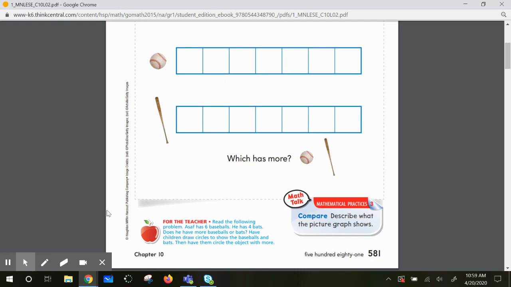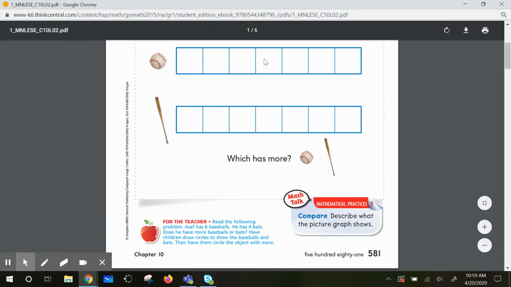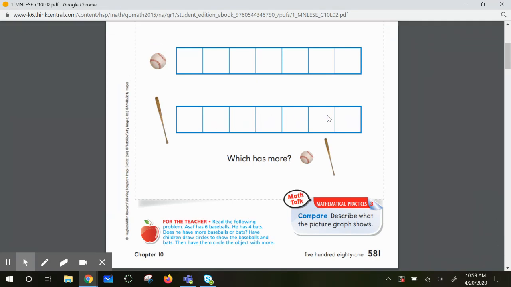Asaph has 6 baseballs. He has 4 bats. Does he have more baseballs or bats? I want you to draw circles in your little graph here to show how many baseballs he had and how many bats he had. And then I want you to talk about, with a parent or a family member, which one had more and how do you know? And then circle your answer here.